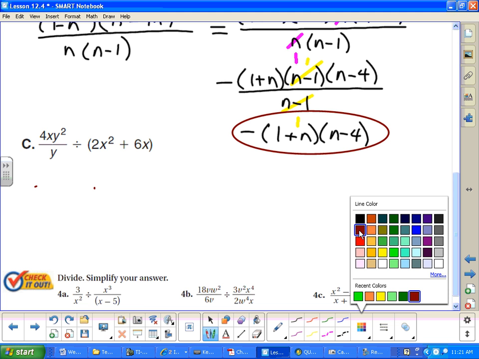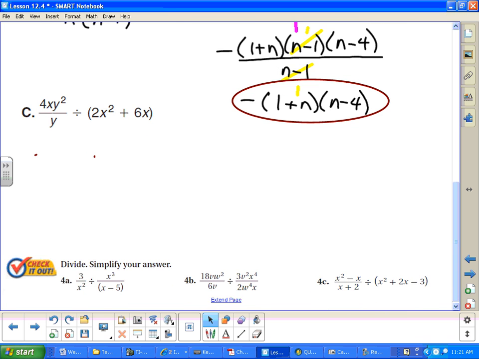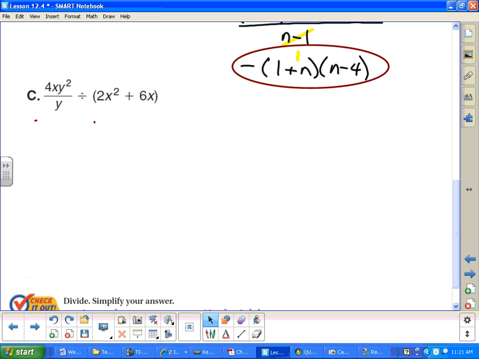All right, how about letter C here now? It's right here. You got it, Wolverine? All right, good. Is that better?